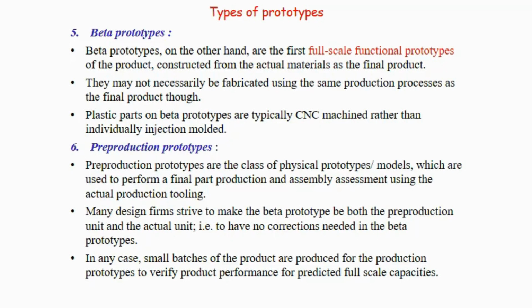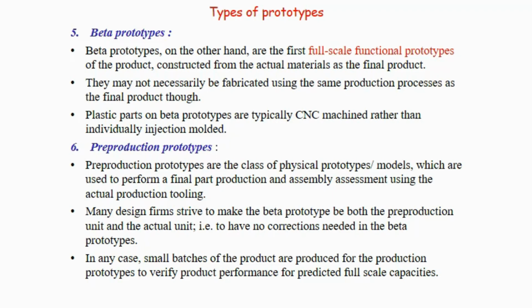They are typically CNC machined rather than individual injection mold. So injection molding, we saw that it is a preliminary method of making a 3D prototype, but CNC machines are capable of producing even finer dimensions. So this beta prototype will follow typically a CNC machined mechanism.